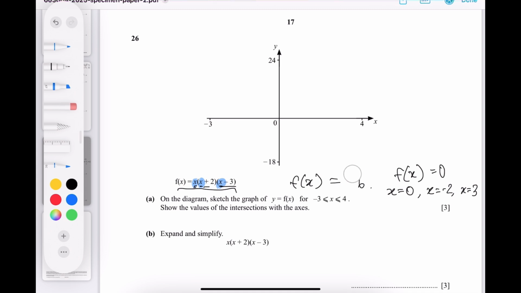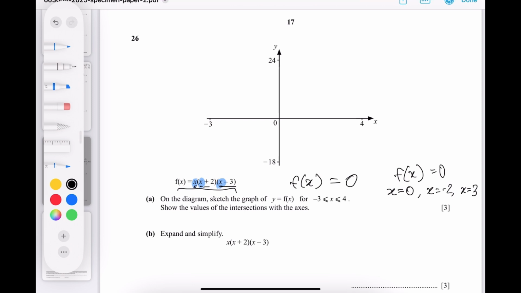I've made a silly mistake here. Did you catch that out? When x is equal to 0 here, the entire product would be 0. It's not negative 6. So this f of x is equal to 0. So yeah, make sure to double check your answers every time in the exam. It's easy to make mistakes in these questions.